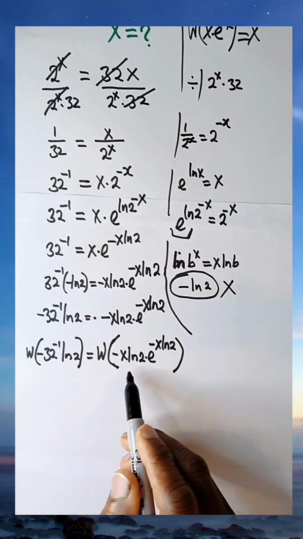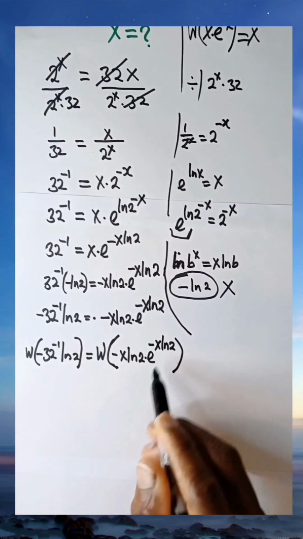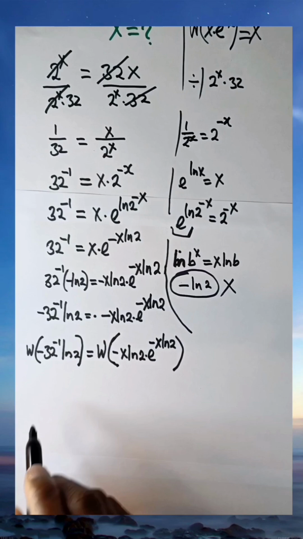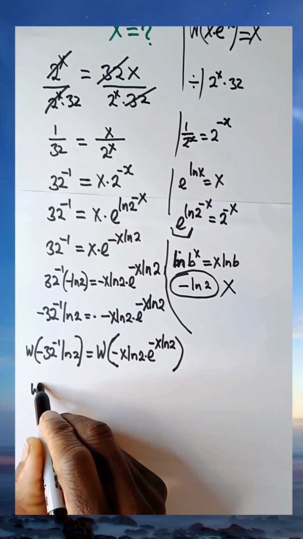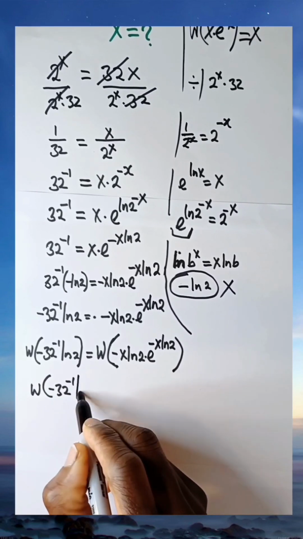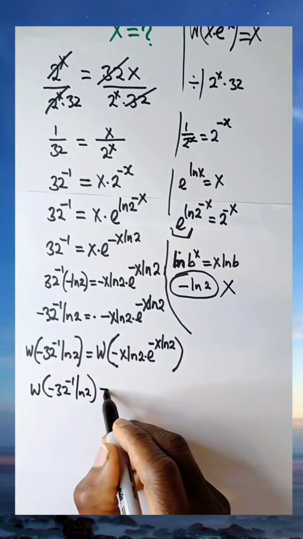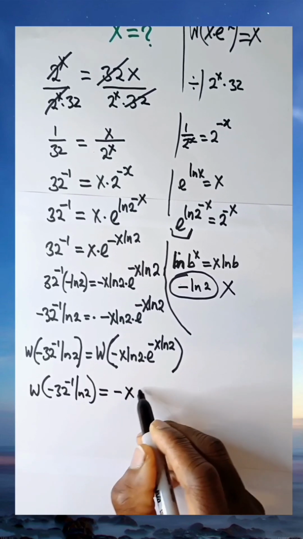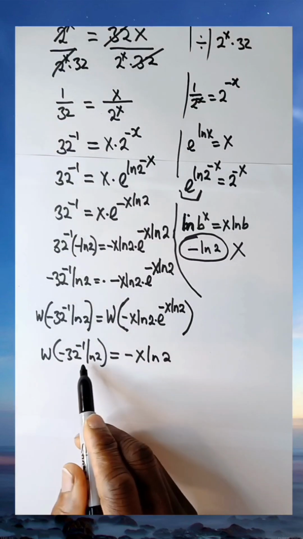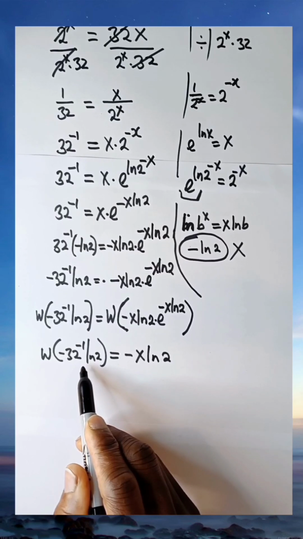According to the Lambert W, the whole of this expression on the right hand side is just equal to minus x times the natural log of 2. So the equation will become the Lambert W of minus 32 raised to the power of minus 1 times the natural log of 2 is equal to minus x times the natural log of 2.